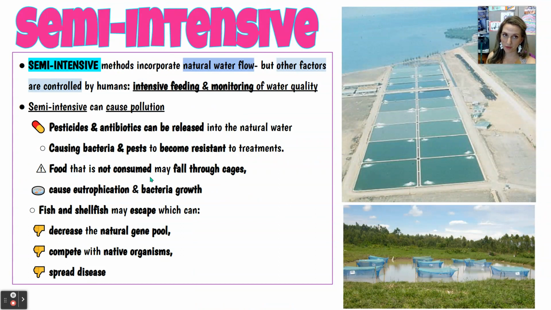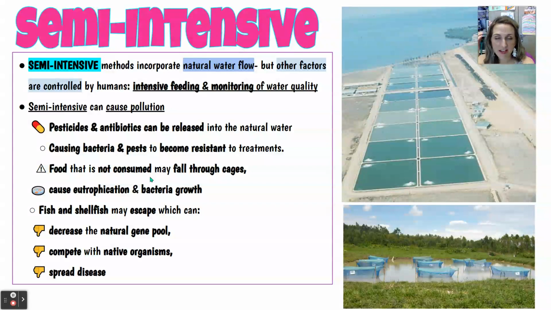Semi-intensive, so it's a little bit of both. Semi-intensive does incorporate natural water flow, but there are other factors that humans do control. There's intensive feeding and constant monitoring of water quality. This can cause pollution. Pesticides and antibiotics can be released into the natural water, and that can cause pesticide and bacterial resistance. Food that is not consumed can fall through the cages, and that can actually lead towards a eutrophication situation, a harmful algal bloom due to excess nutrients.